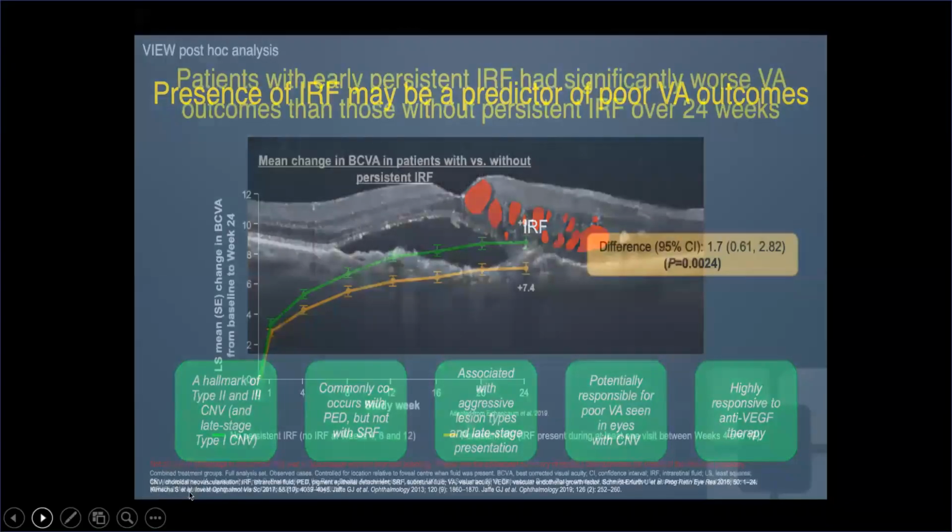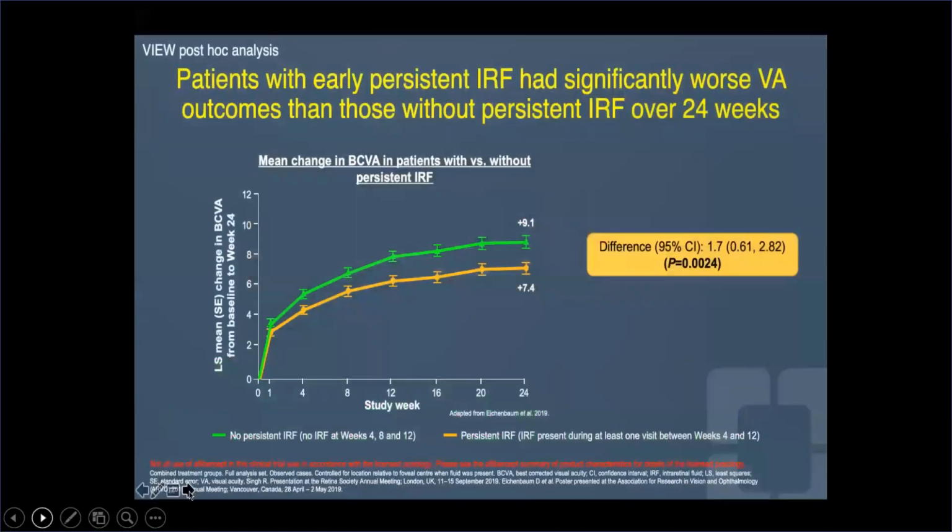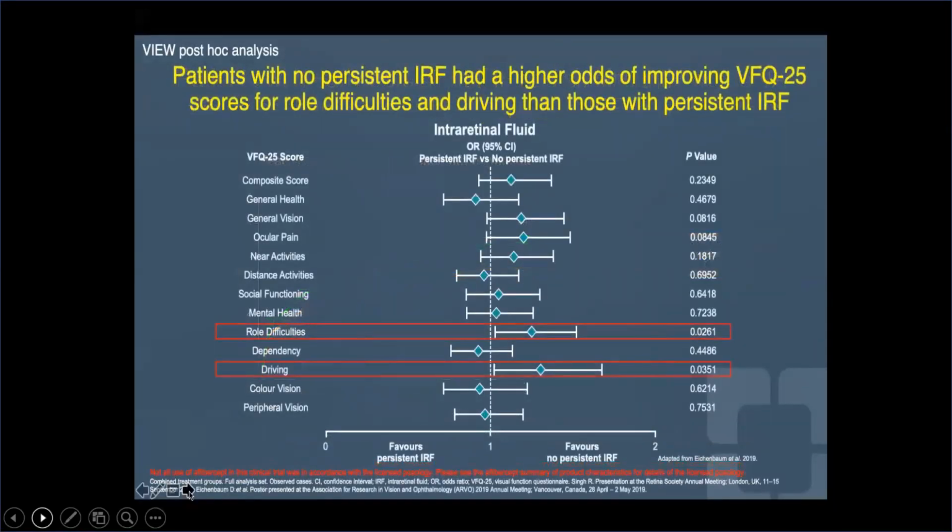Probably the first evidence we got from any trial was in the VIEW trials, where we learned that patients with early persistent intraretinal fluid had worse visual outcomes than those without persistent retinal fluid as early as 24 weeks. Within that very short time frame, you could see almost a 2-letter differential in those who had persistent intraretinal fluid in the first 3 months of treatment, with a slight reduction in final visual outcome.